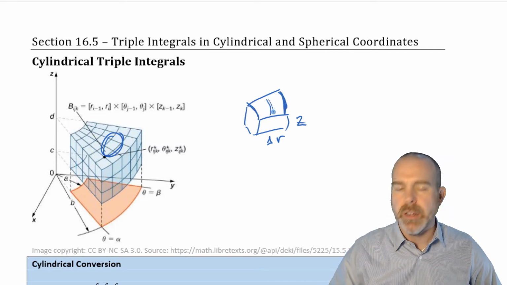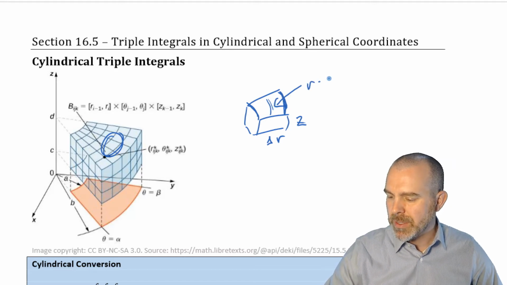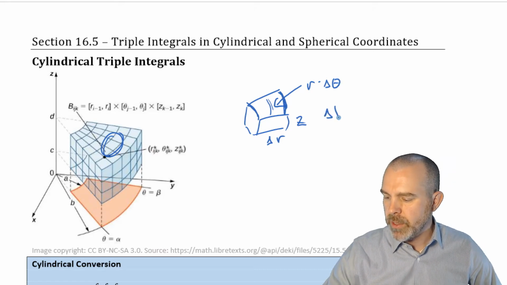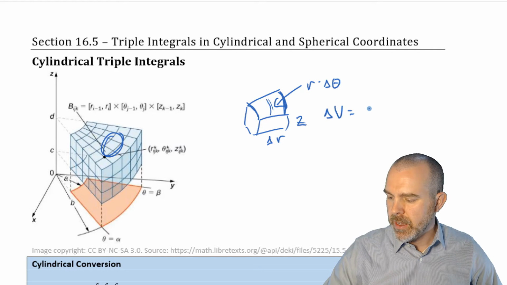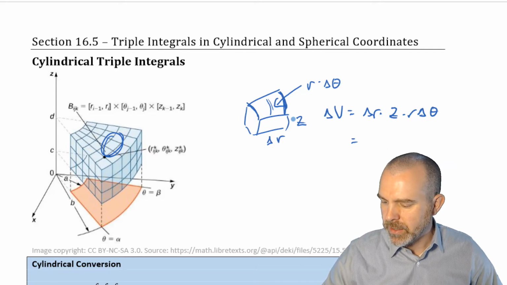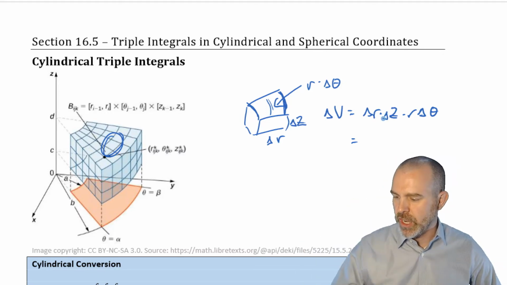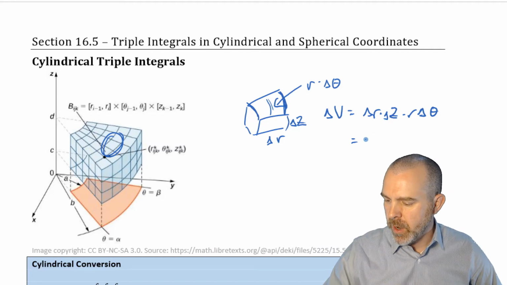Now if we just go in the middle, this is an arc length formula, which is the radius times the angle, which in here would be the delta theta. So the volume of this representative piece is delta r times delta z, not the actual z, but how much the z has changed, times r delta theta. So it would be r delta z delta r delta theta.